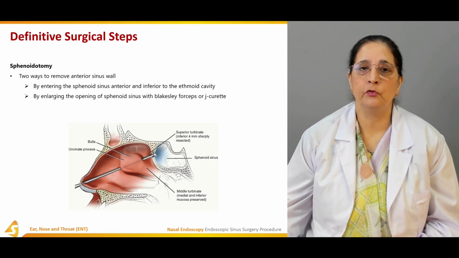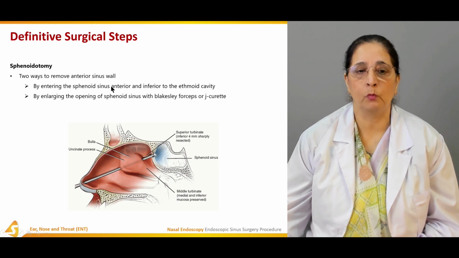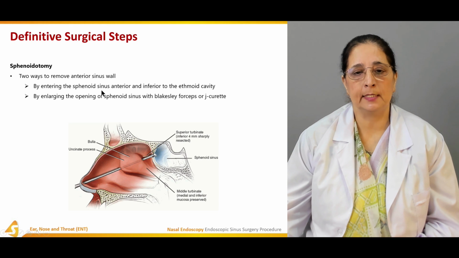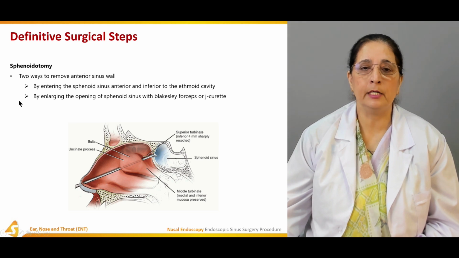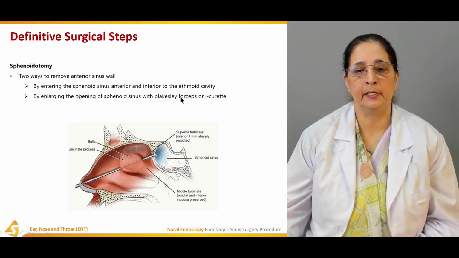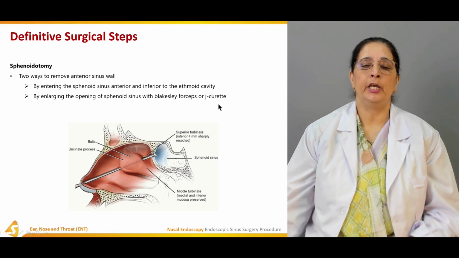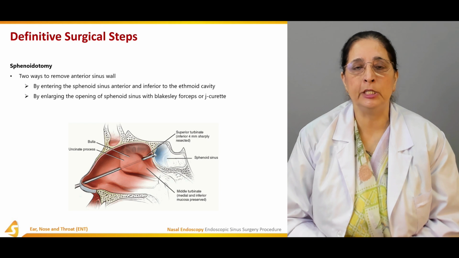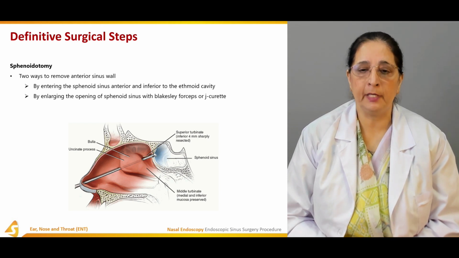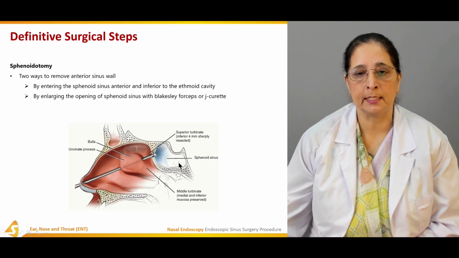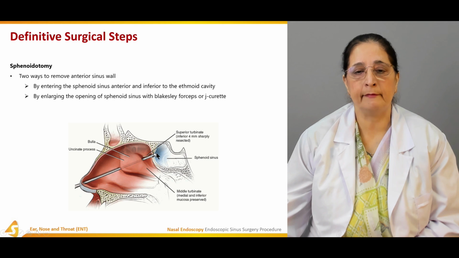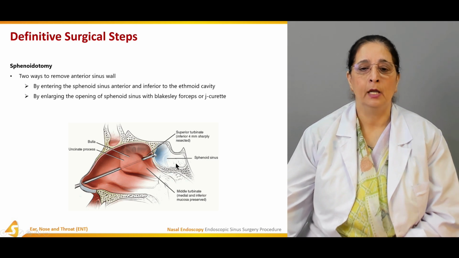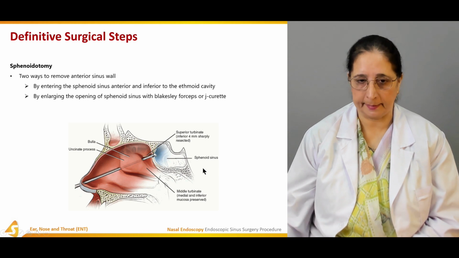Sphenoidotomy has two ways to remove the anterior sinus wall: by entering the sphenoid sinus anterior and inferior to the ethmoid cavity, and by enlarging the opening of sphenoid sinus with the Blakesley forceps or J curette. So the wall can be removed in two ways. By entering the sphenoid sinus, anterior and inferior to the ethmoid cavity, and by enlarging the opening of the sinus with the forceps.